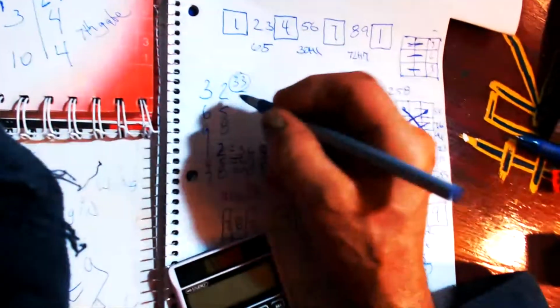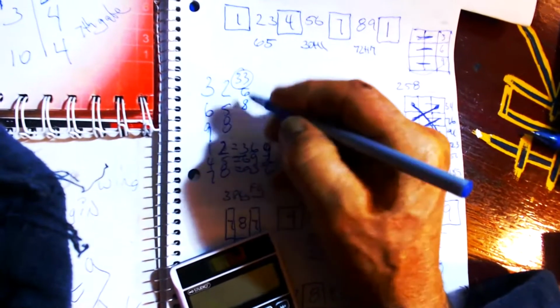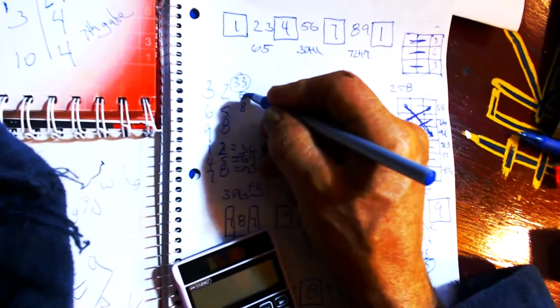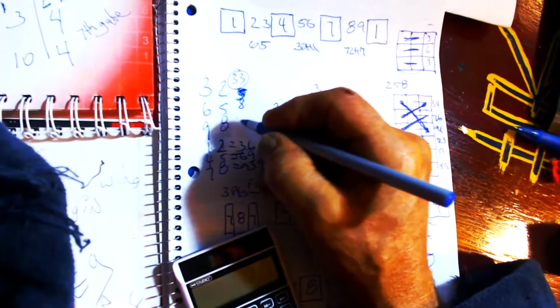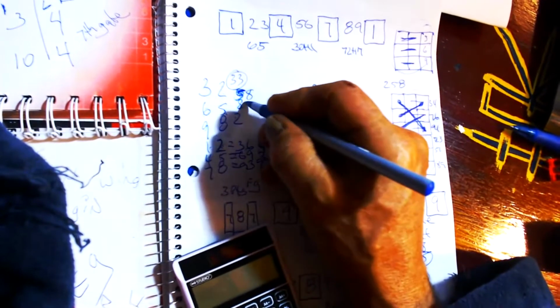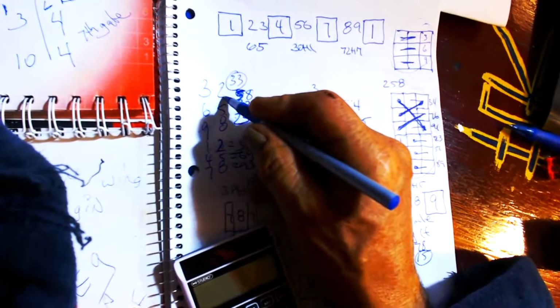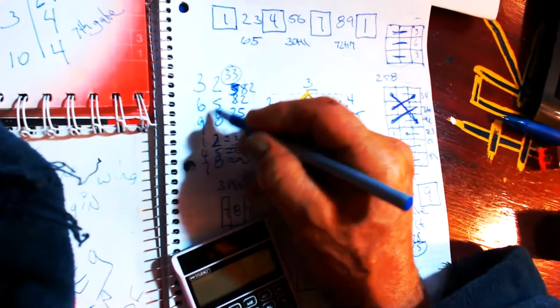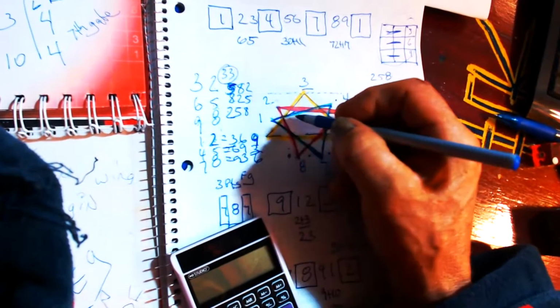3, 6, 9. 2, 5, 8. 3 and 2, 6. 3 and 5, 8. 3 and 8, 11. 3 plus 2 is 5, 3 plus 5 is 8, 3 and 8, 11, 1 and 1 is 2. 6 and 2 is 8, 6 and 5, 11, 1 and 1 is 2. 6 and 8, 14, 1 and 4 is 5. 9 and 2, 11, 1 and 1 is 2. 9 and 5, 14, 1 and 4 is 5. 9 and 8, 17, 1 and 7 is 8.